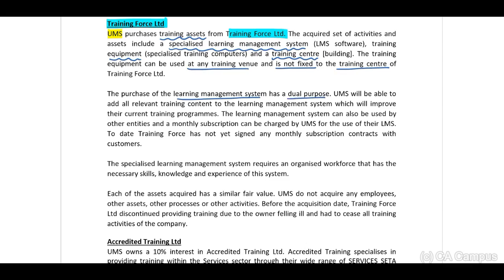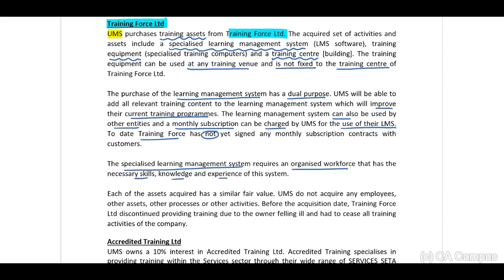The purchase of the learning management system, the LMS, has a dual purpose. UMS will be able to add all relevant training content to the learning management system, which will improve their current training programs. The learning management system can also be used by other entities and on a monthly subscription can be charged by UMS for the use of the LMS. To date, Training Force has not yet signed any monthly subscription contracts with any customers. The specialized learning management system requires an organized workforce that has the necessary skills, knowledge, and experience of the system.